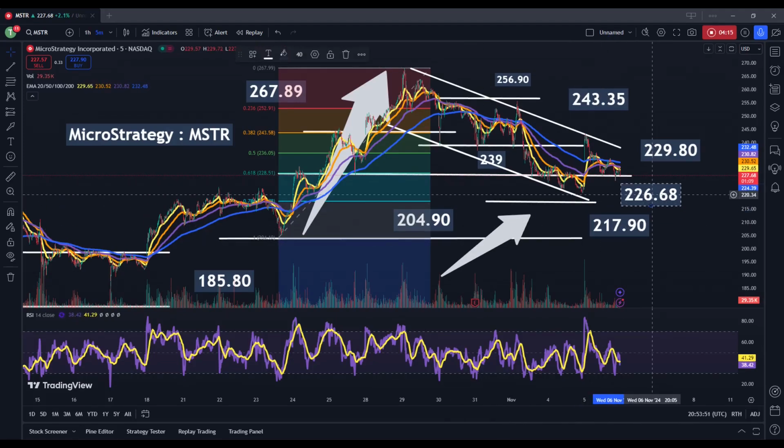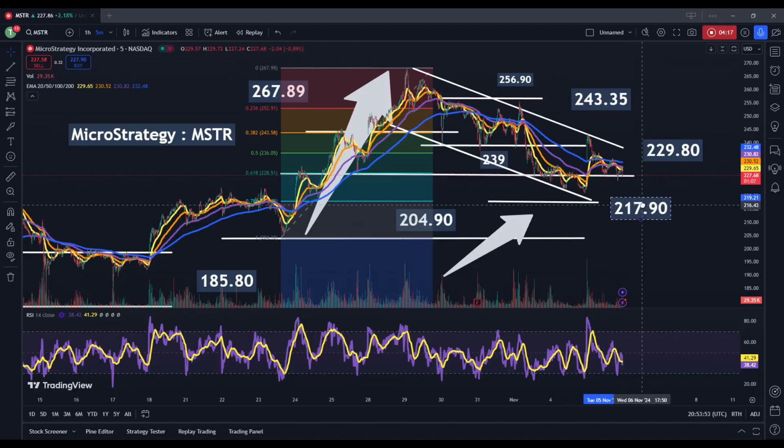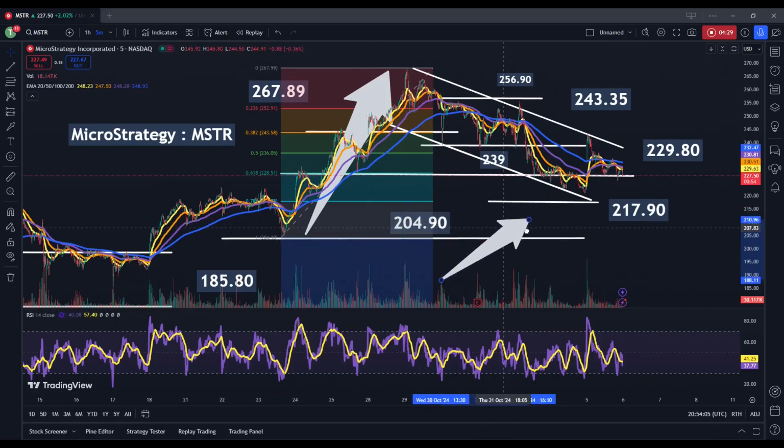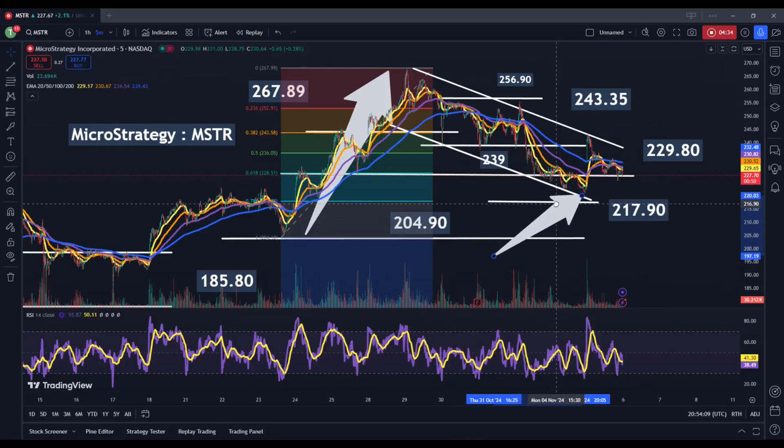I think this 226 area is a bit less significant at the moment. I think that was a prior low, but we've now seen new lower lows in the process, so that's no longer significant. Currently, what I'm looking at here is 217.90 first. And the reason I point to this is because it's the 78.6% Fibonacci retracement, and we also saw a bit of a bounce from here.